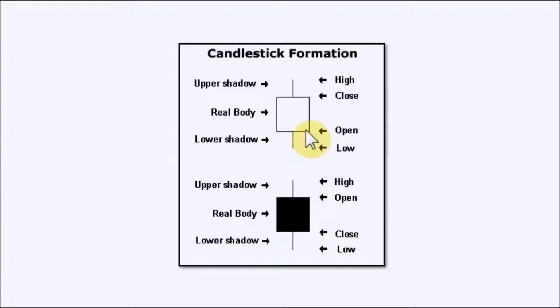Okay, so on an up day, the open is the bottom of the body. The low of the day is the bottom of the lower wick. The high of the day is the top of the upper wick, and the close is the top of the body. On a down day, the open is the top of the body. The high of the day is the high point of the upper wick. The low of the day is the low point of the lower wick, and the close is the bottom of the body.